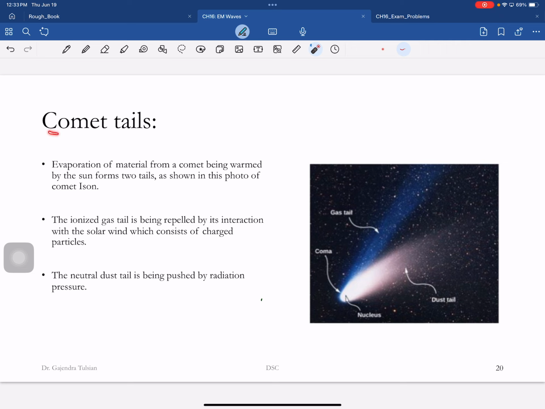Okay, you guys know what comets are? What are comets? They're material from space that's entering the atmosphere and burning up. Yeah, so they're essentially a ball of dirt and ice.